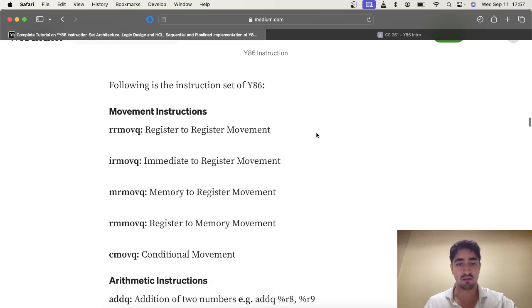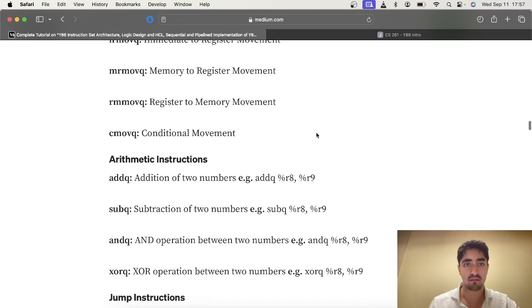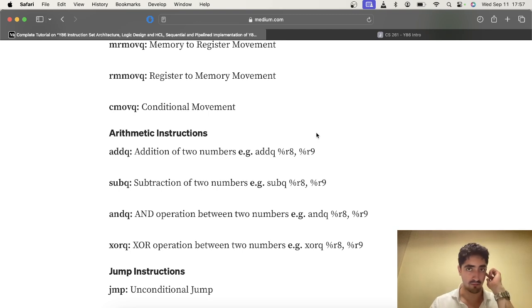All right, and I'm not gonna write down the arithmetic, but basically addq. It adds R8 to R9, stores everything to R9. Subq: subtract R9 from R8.